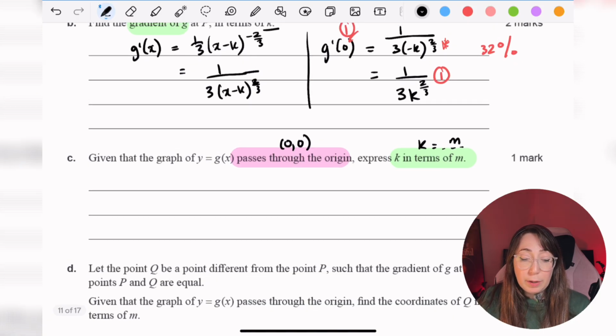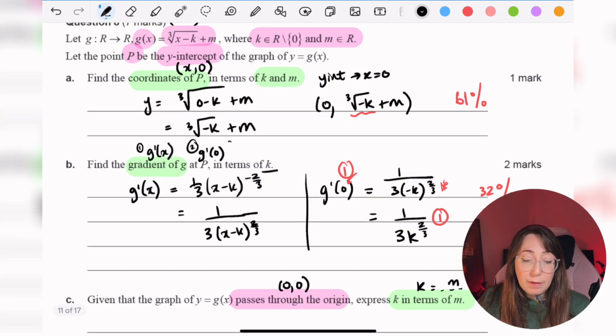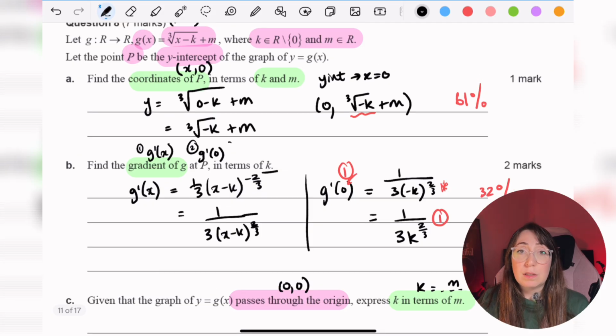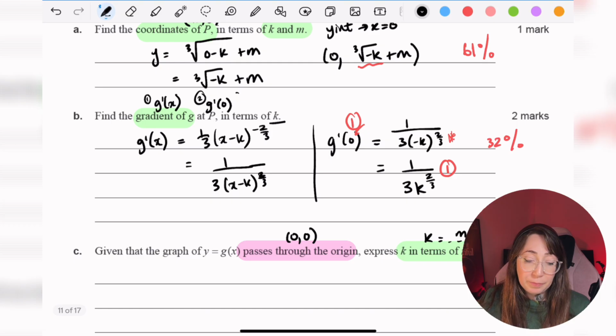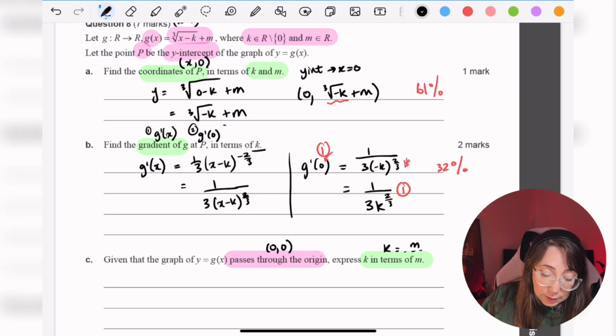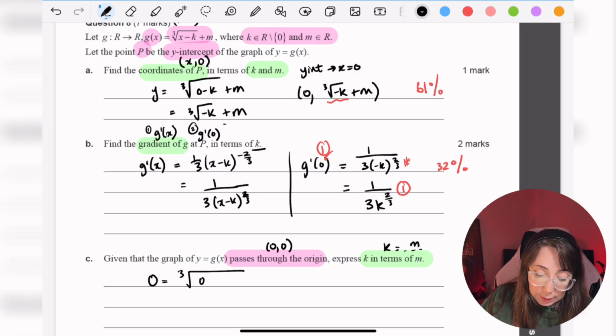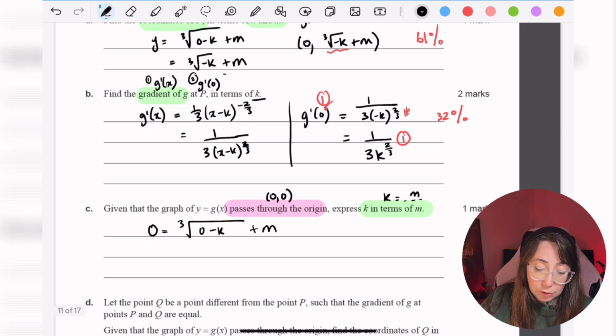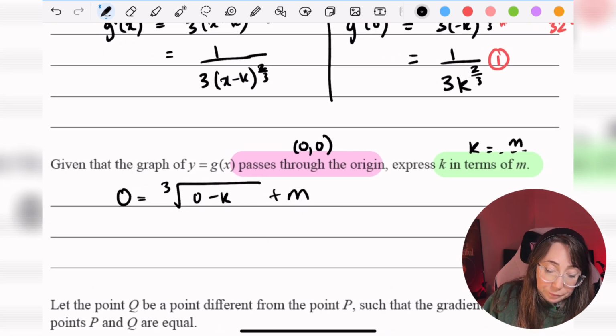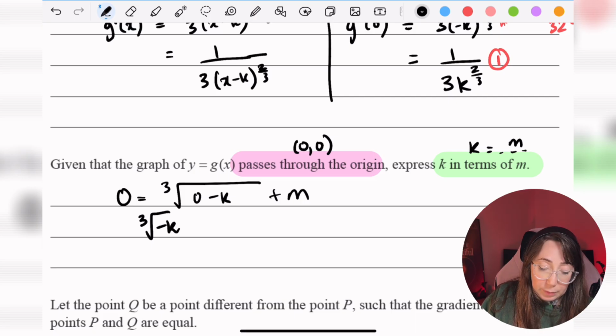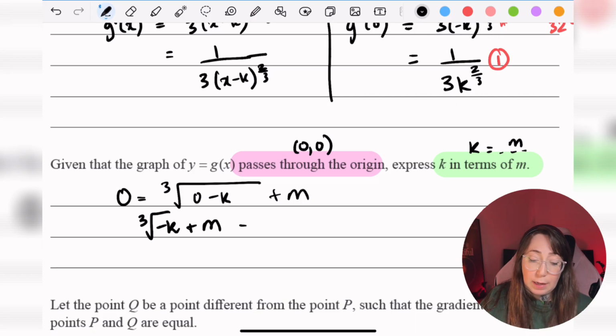That means that I'm going to go back to my original graph, g of x, and I'm going to substitute in 0 into both x and y, and then I can rearrange the function to get k by itself. So that will be something like 0 is equal to the cubed root of 0 minus k plus m on the outside, and now we can rearrange that. So that'll be the cube root of negative k plus m equal to 0. And remember, I want to get that k by itself, so I'm just going to take everything else over.